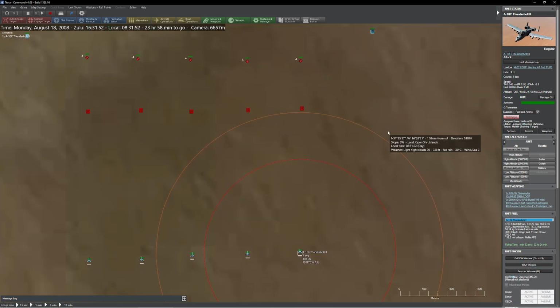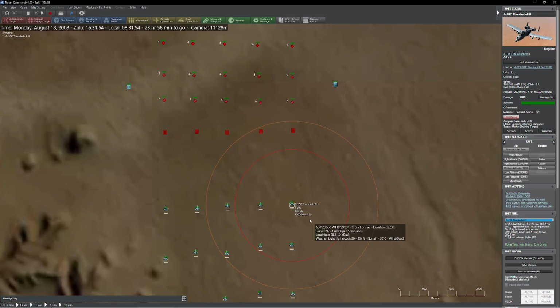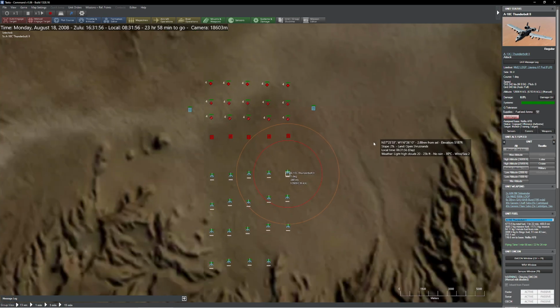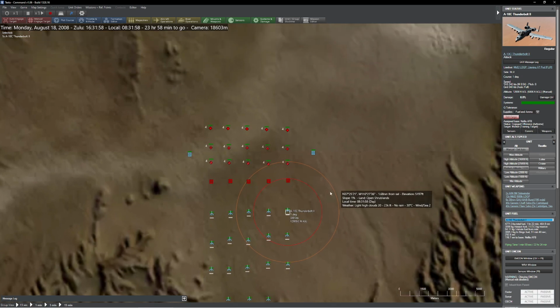Looks pretty good. They're swinging across here. Looks good. Love it. Perfectly done, A10 friends. All right, let's see what happens.